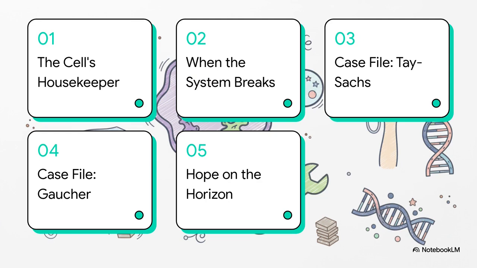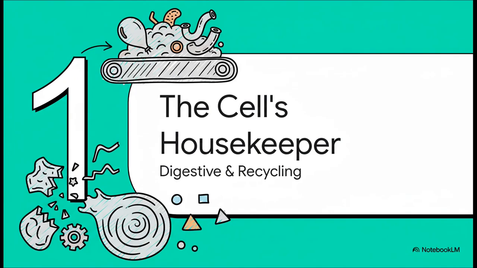Okay, Bacho, so here's our game plan for today. First, we're going to properly meet the cellular housekeeper, the lysosome. Then, we'll look at the mess that happens when the system breaks. After that, we'll get into two classic case files you must know for your exams, Tay-Sachs and Gaucher disease. And don't worry, we'll finish on a high note, looking at some of the hope on the horizon. Ready? Let's begin.